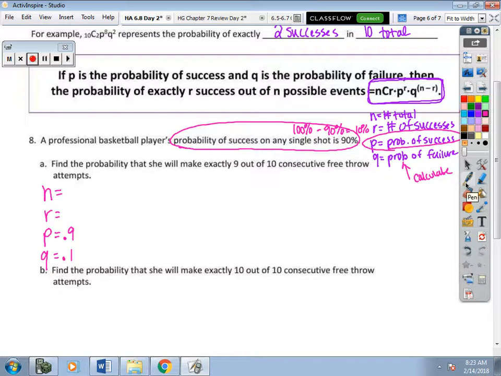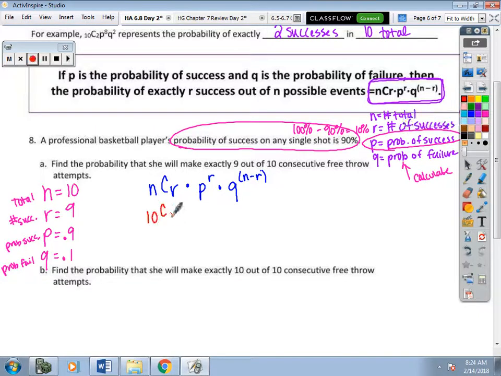Then they say, find the probability that she will make exactly 9 out of 10 consecutive free throws. So 10 is our total. 9 is how many we're looking to make. So again, this is our total number of successes we want to occur, our probability of success, and our probability of failure. And then we just substitute into our formula, which is NCR times P to the R power times Q to the N minus R power. And then we'll use our calculator to evaluate.